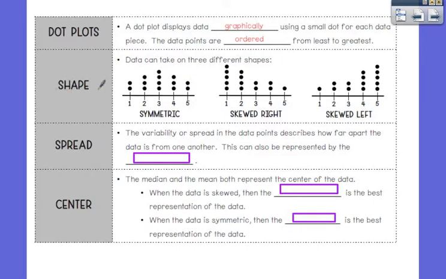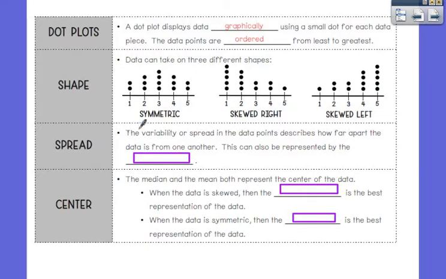Okay, the shape of the data can be 3 different ways. You can have symmetric, that's where it kind of makes a staircase up and down. It can be skewed to the right, that's where you have more data points to the right of the graph, or skewed to the left where you have more data points to the left of the graph.